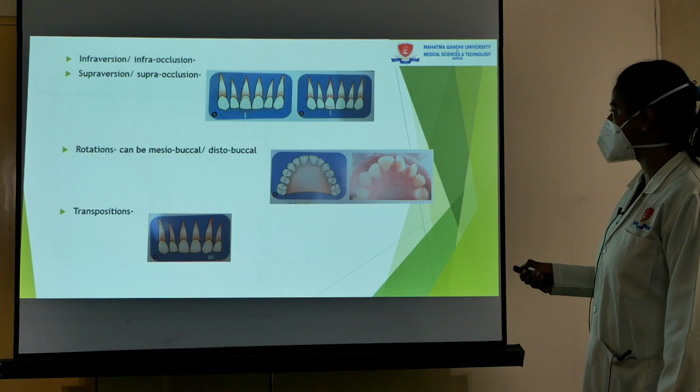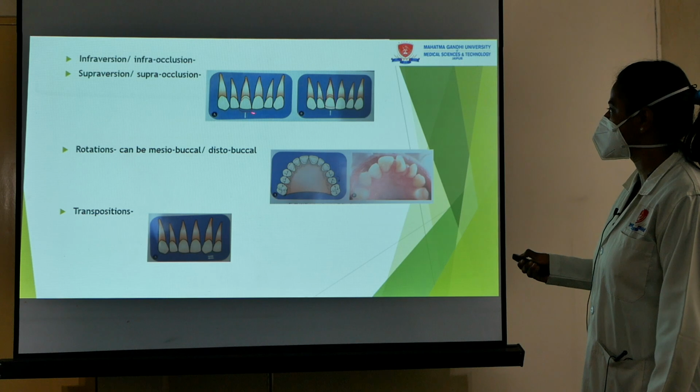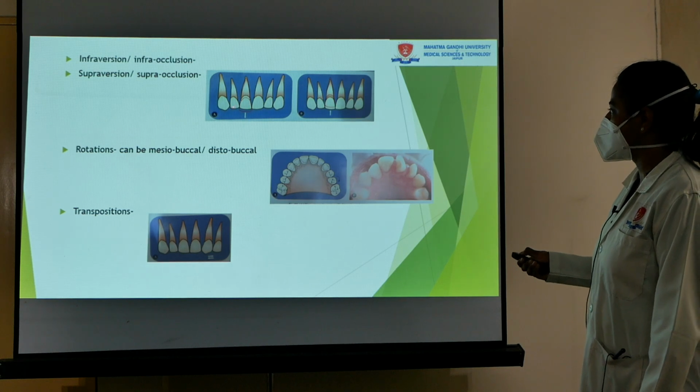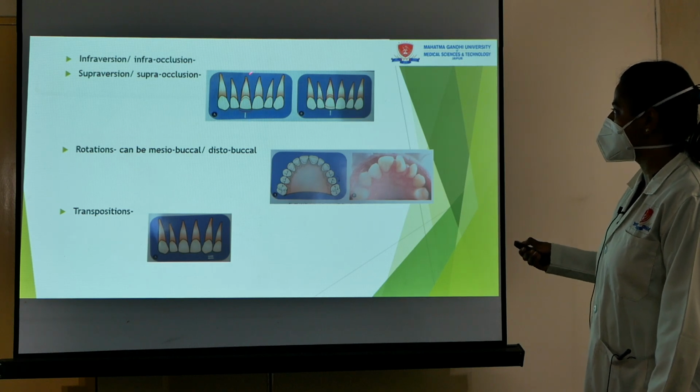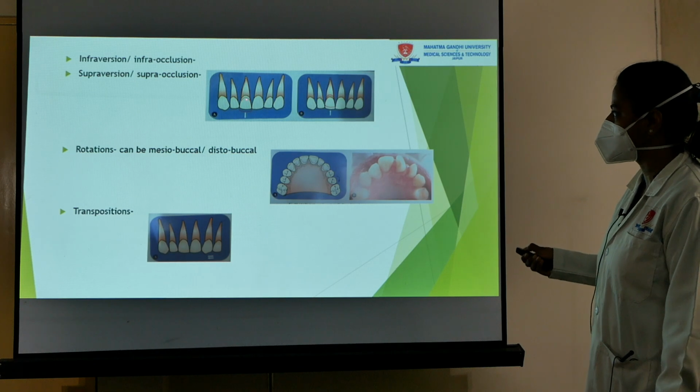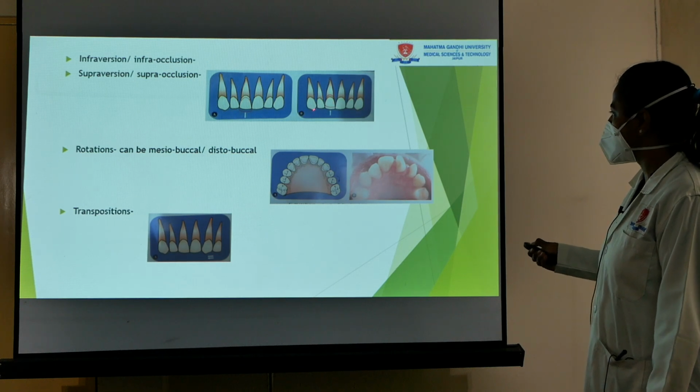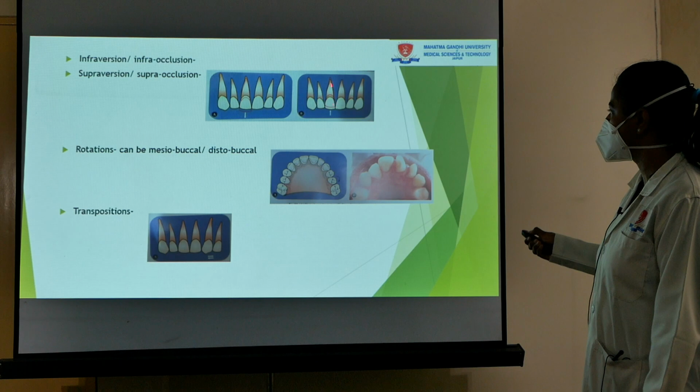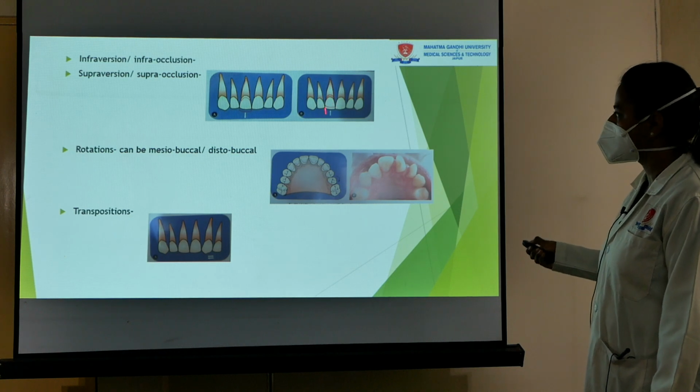Next is the infraversion. Similarly, if the tooth is not in occlusion, meaning compared to its neighboring teeth it is infra-occluded, then it is called infraversion. Supraversion, when compared to its neighboring teeth it is supra-erupted, then it is called supraversion.